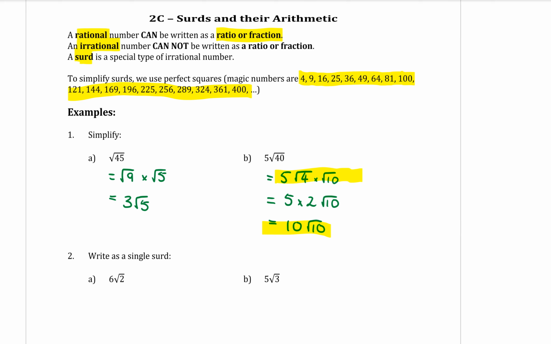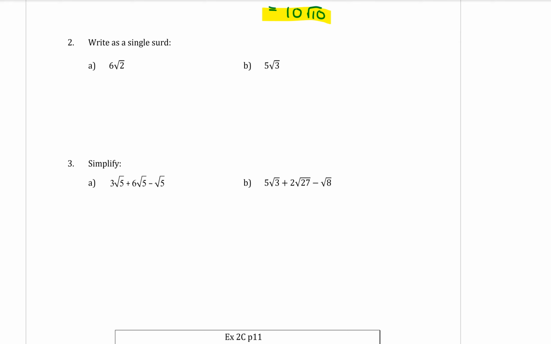Question 2. Write these problems here as a single surd, meaning that I want everything to be under one square root sign. I don't want the number out the front. So it does look like a single surd already, I know. But it means that whole number out the front, I want to get it underneath that square root sign as well. It's kind of the reverse of what I was just doing.